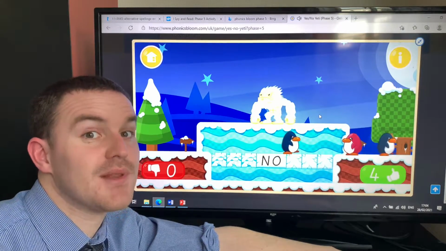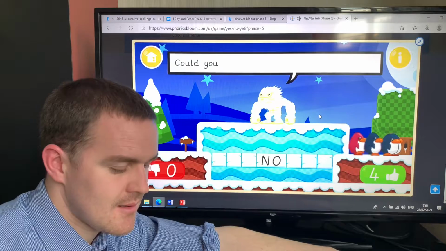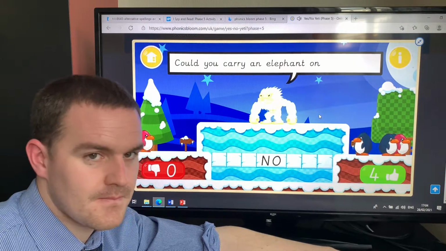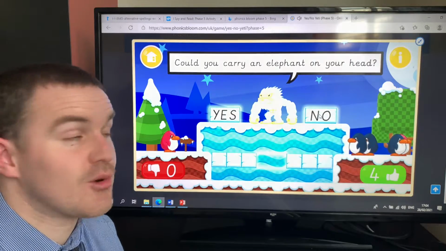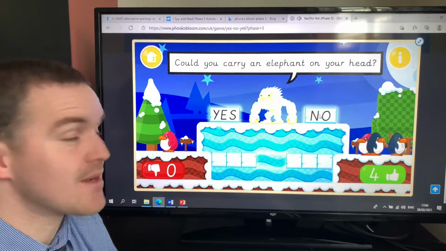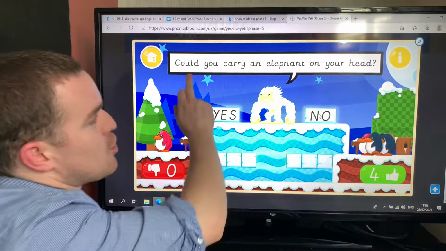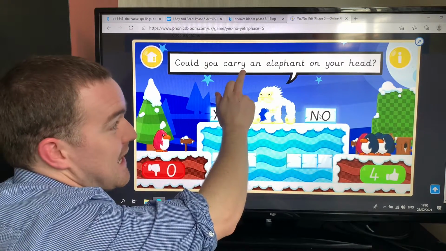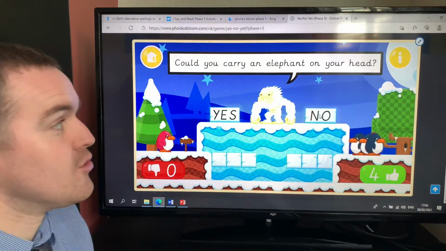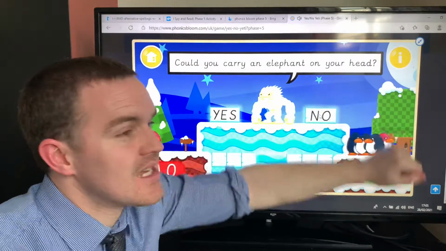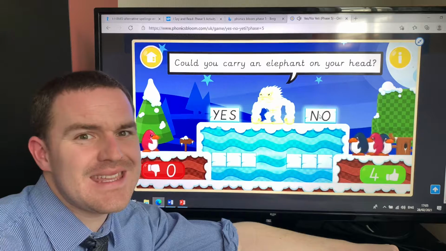Sometimes they're going to tidy up a little bit. Tidy all your mess. Okay, we'll do one more. Ooh, trickier one to read this. It starts with that tricky word, could. Could you carry an elephant on your head? Could you carry an elephant on your head?